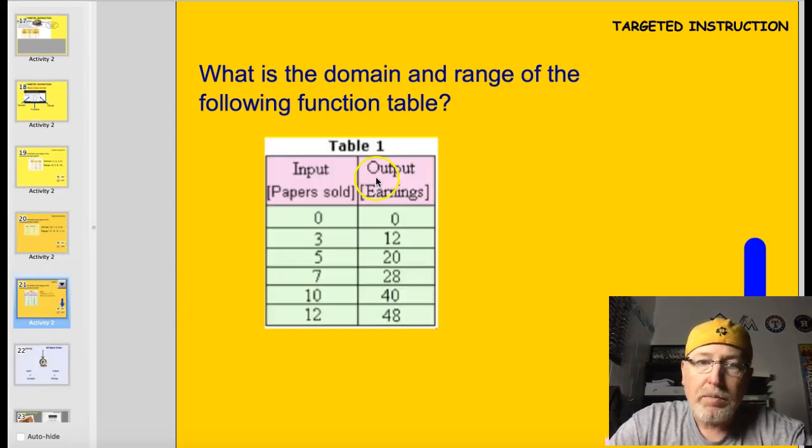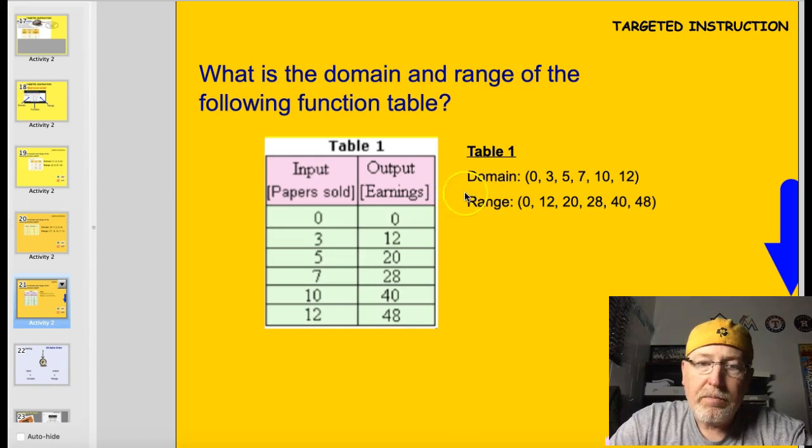Okay, let's take a look at another one. What is the domain and range of the following function table? Okay. Well, the domain, 0, 3, 5, 7, 10, 12. Set notation, commas in between. The range, 0, 12, 20, 28, 40, 48. There we got it. You notice I'm not asking you for the function. I'm just asking you to identify the domain and the range.